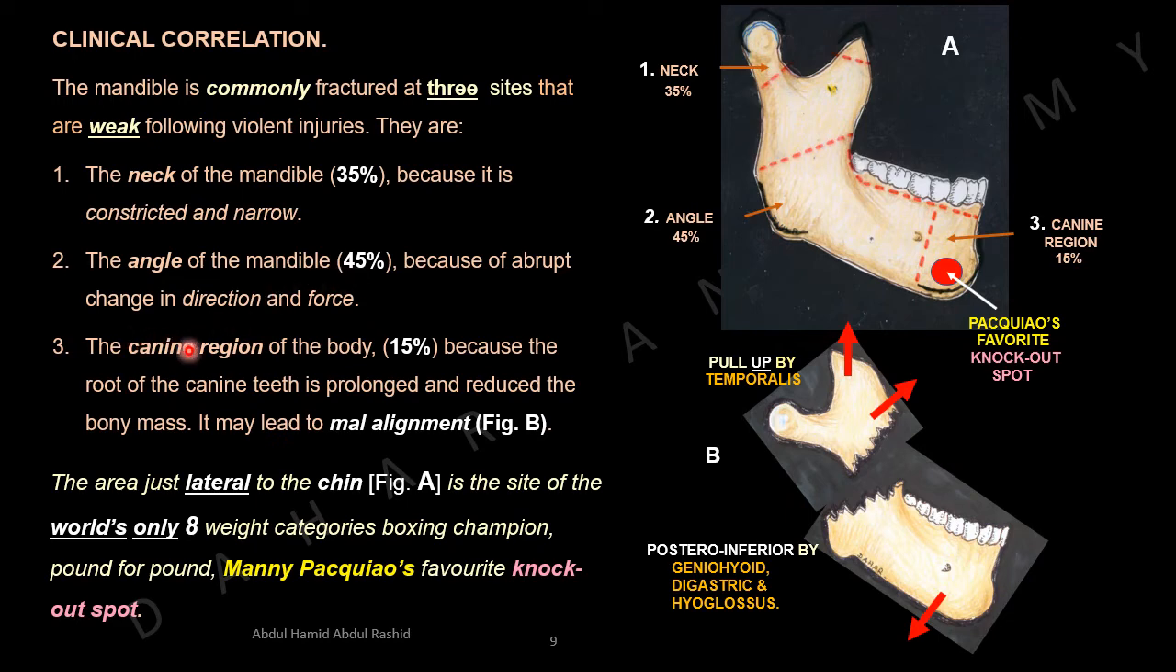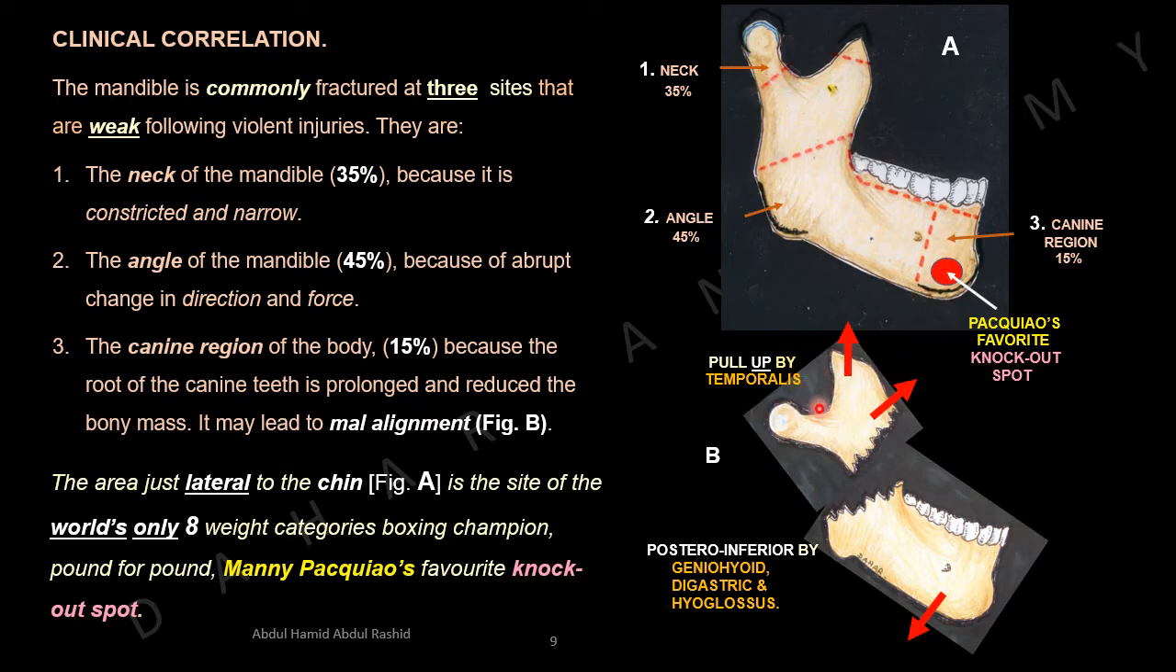The canine region of the body, because the root of the canine tooth is prolonged and reduces the bony mass. It may lead to malalignment. Here it is 15%.